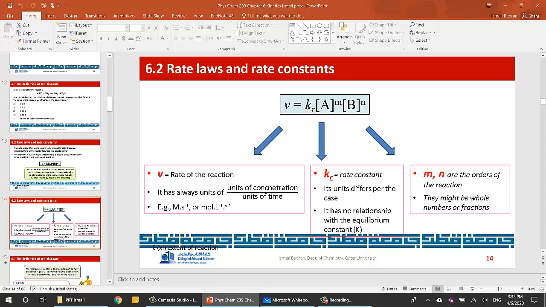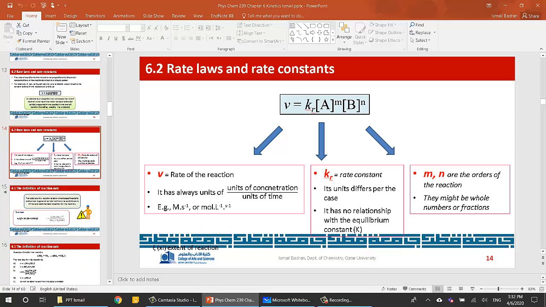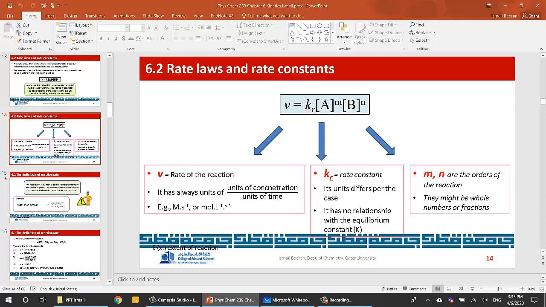M and N are called the orders of the reaction, and some people mistakenly call them the order of the rate. There is nothing called the order of the rate. These are the orders of the reaction. So if M is 1, we say this is first order in terms of A. If N is 2, we say this is second order in terms of B, and the total would be a third order, of course. And we mentioned last time that M and N can also be fractions, like a half or 1/3 or whatever.